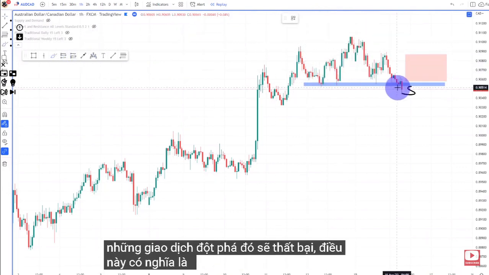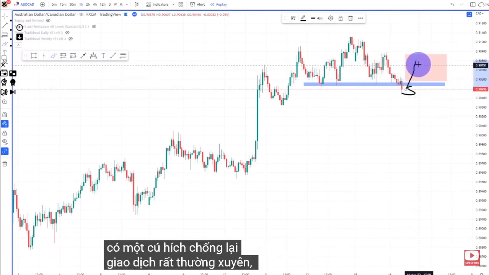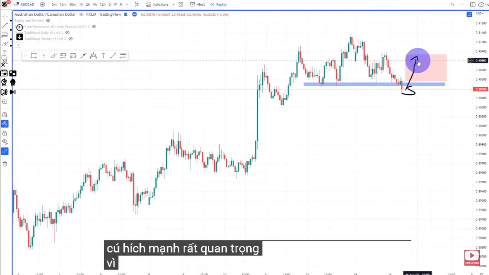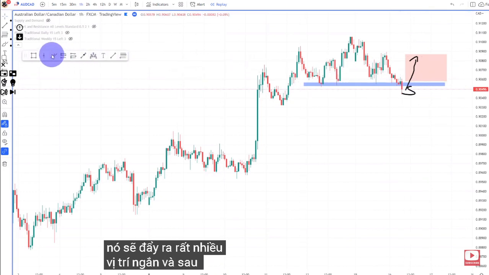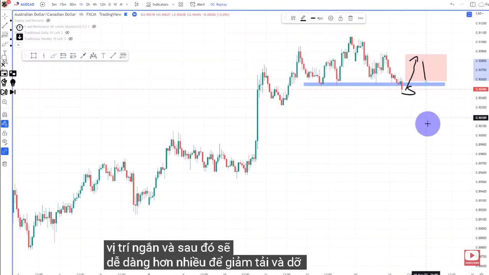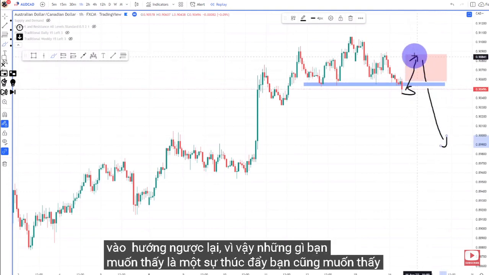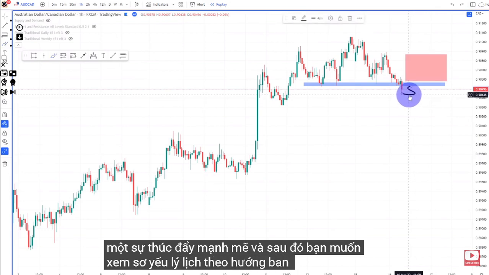What this means is that very often you have, after a breakout, a push against the trade. Very often this is a very strong push. The strong push is important because it will scare out a lot of short positions, and then it will make it much easier to offload and unload positions here into the opposite direction. So what you want to see is a push. You want to see also a strong push, and then you want to see a resume into the initial direction.